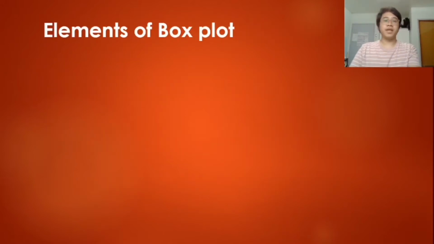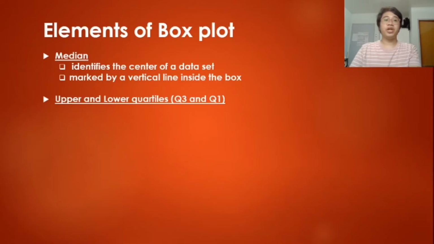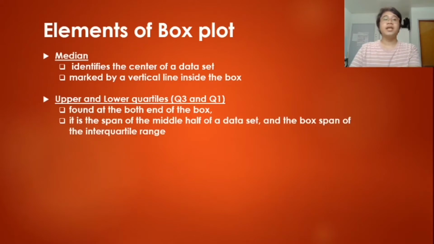Elements of the boxplot. First is the median. It identifies the center of the dataset, marked by a vertical line inside the box. Another is the upper and lower quartiles, or Q3 and Q1, quartile 3 and quartile 1, found at both ends of the box. It is the span of the middle half of the dataset, also known as the interquartile range.